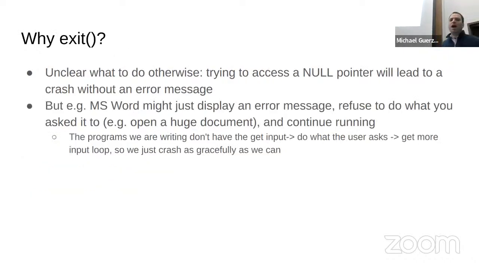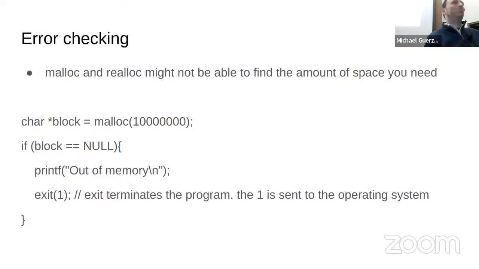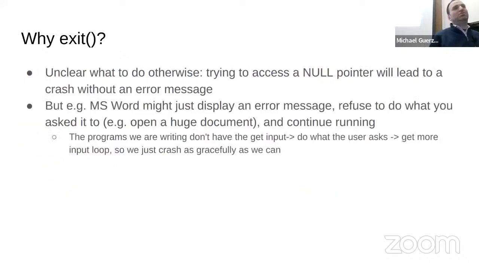So why exit? Well, the answer is, what else are you going to do? Right? So you try to allocate the memory block. Presumably you're going to use it. And now you can't because there is no memory block. You can't try to access it. That would cause the program to crash completely without an error message. Here, at least, we printed an error message before we exited. So that's the thing that you can do in our context.